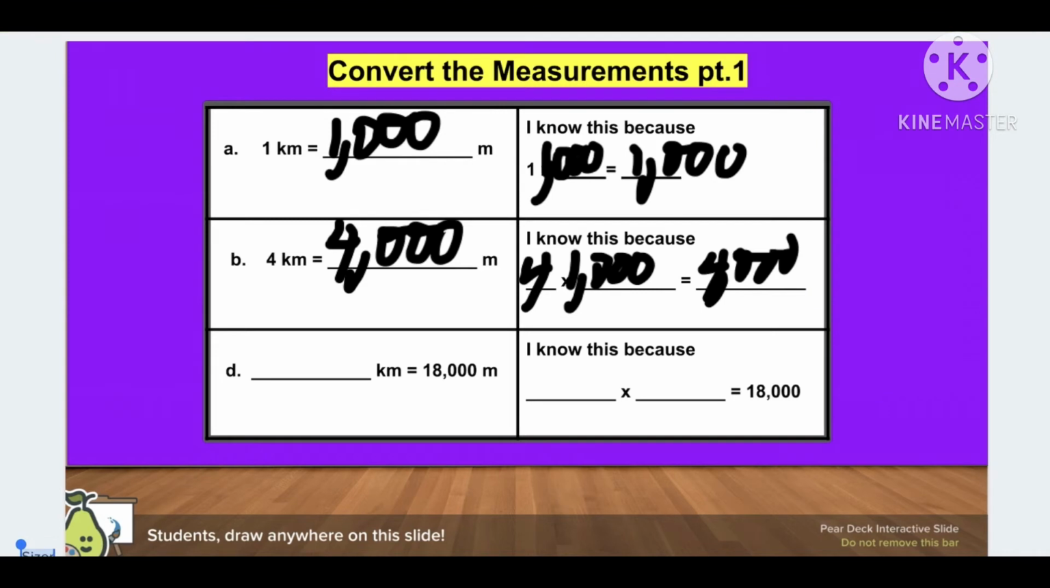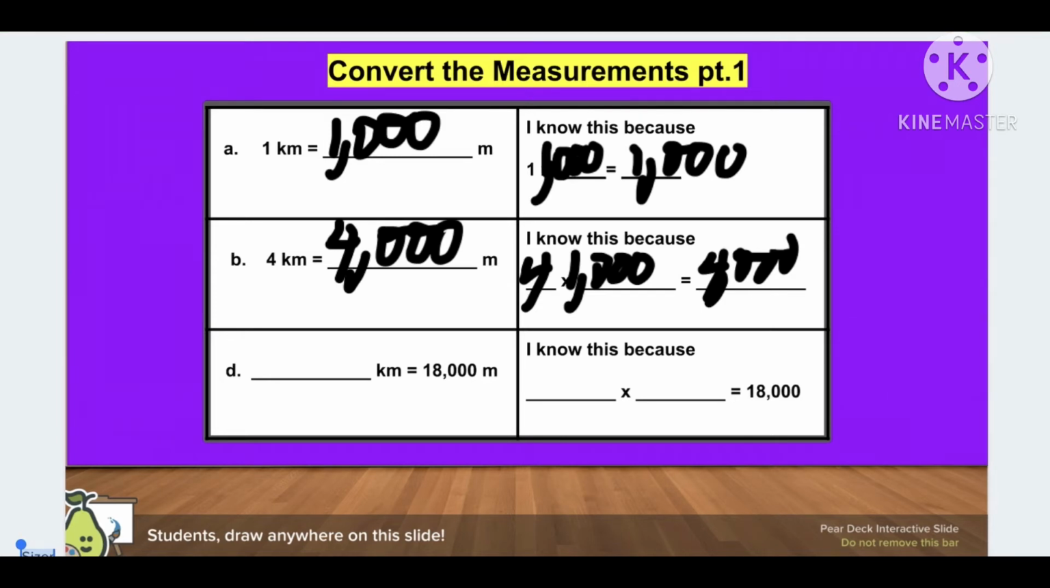Blank kilometers equals 18,000 meters. Woo! You guys, this is a tricky one because now it's in the opposite form and we have to determine how many kilometers are in 18,000 meters. But let's think for a second. What do I know?